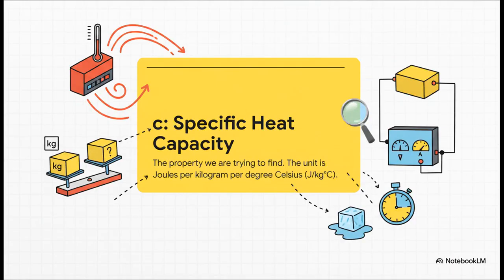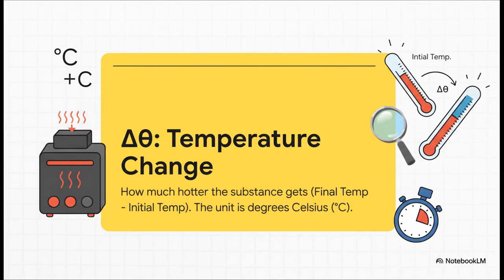And then we get to C, the whole reason we're here. This is the star of the show, our unknown value. It's the specific heat capacity of the material, and it's the number that links the energy we put in to the temperature rise we get out. And the result of all that energy input is delta theta, the change in temperature.